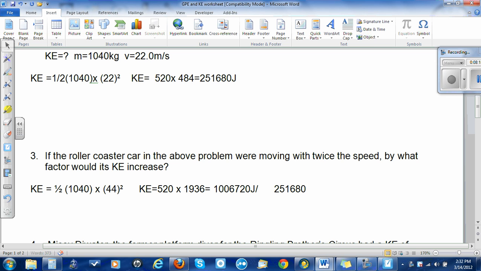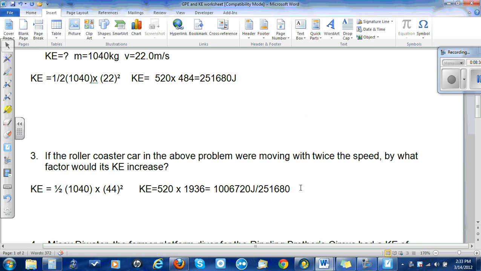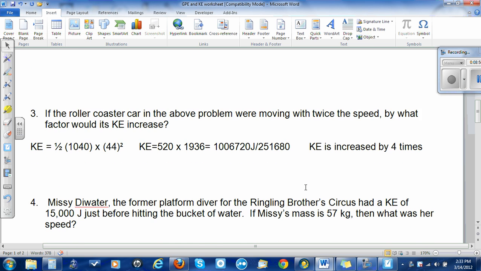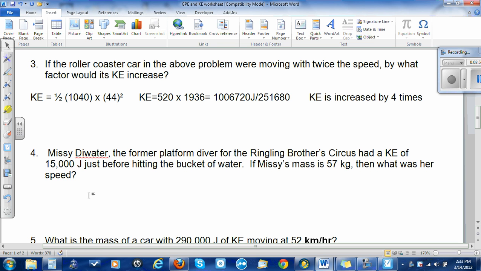To compare the two, we can divide. 1,006,720 divided by 251,680 equals 4. So by doubling the speed, the KE is increased by 4 times, or quadruples. All right. Leave that problem up there if you're still copying it.